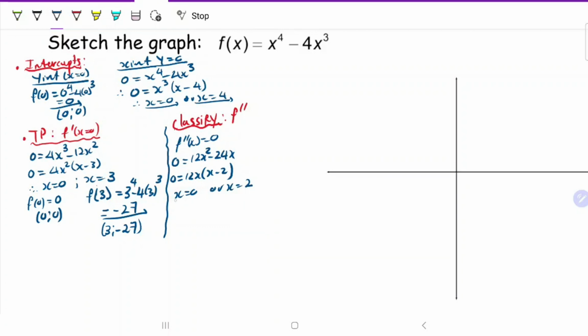So what does this mean? It means that we can work out f of 0 again. We know that that is 0. So this means that this point, (0, 0), is a point of inflection.